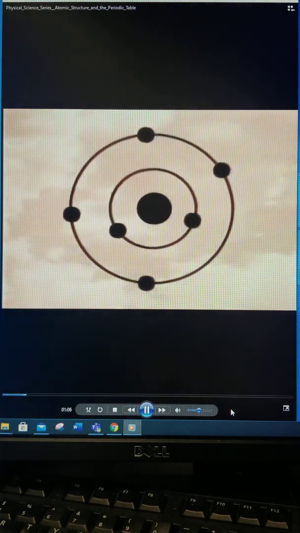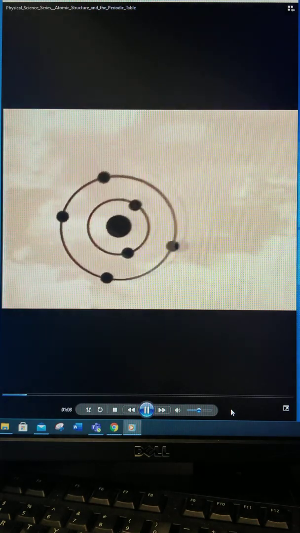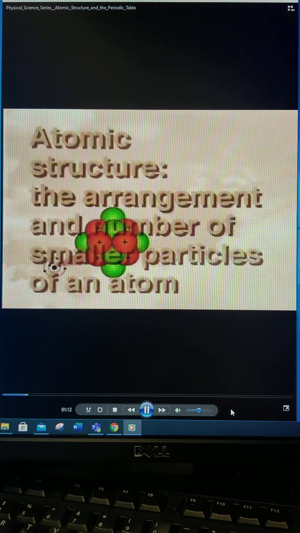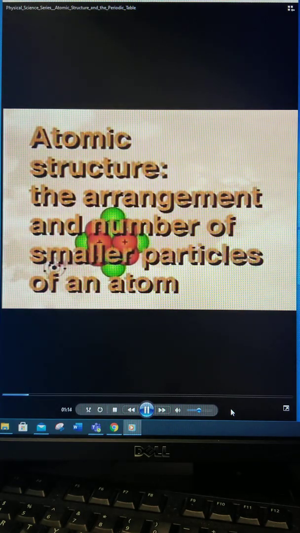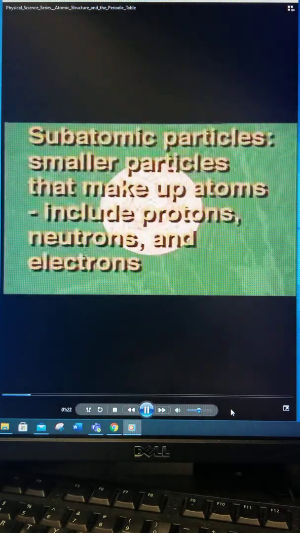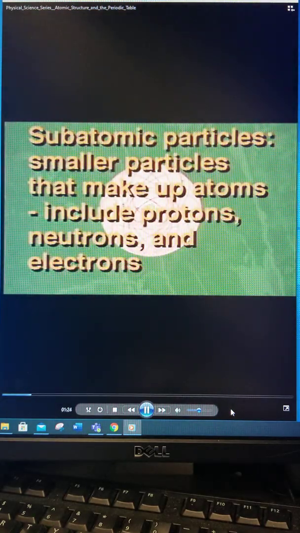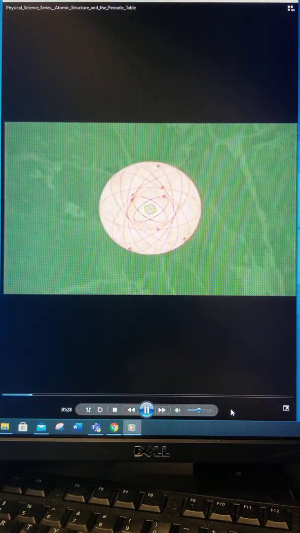We are going to take a look inside atoms and examine their atomic structure. Atomic structure refers to the arrangement and number of smaller particles of an atom. These smaller particles that make up atoms, or subatomic particles, include protons, neutrons, and electrons. Let us consider each subatomic particle separately.